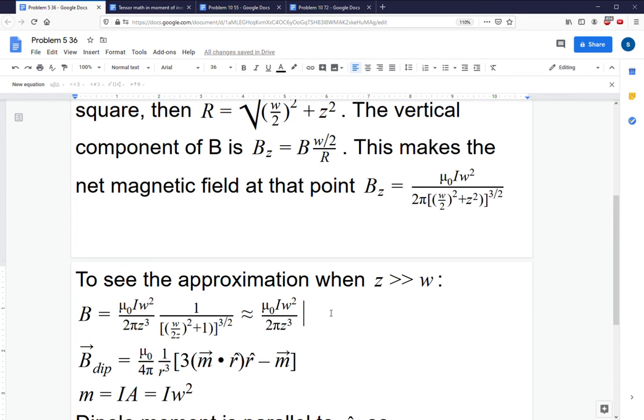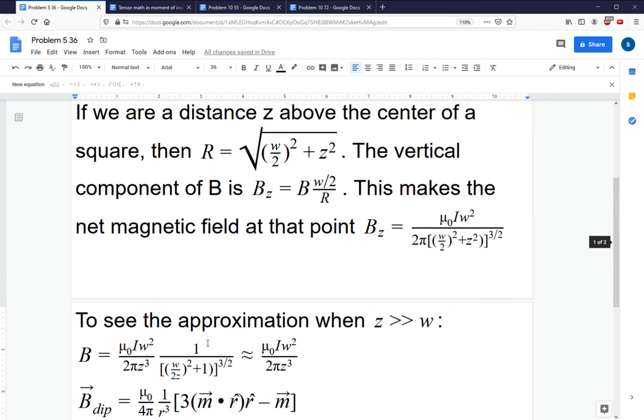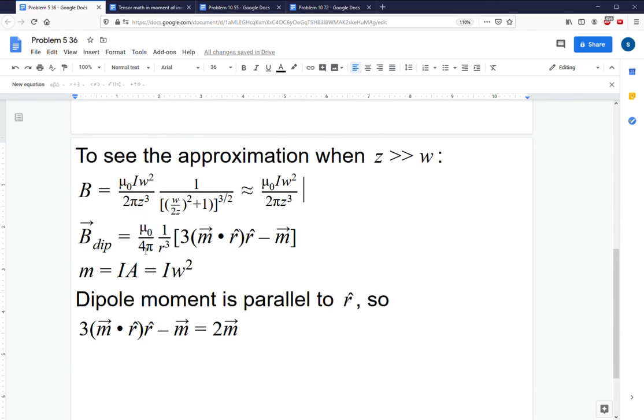Now, I am going to use formula 5.89 for the magnetic field produced by a dipole: mu sub naught over 4 pi times 1 over r cubed times the quantity 3 (m dot r hat) r hat minus m. And this is a neat little trick. I recommend you keep that in mind. m is the dipole moment vector. r is in our case z, so r hat points in the z hat direction.